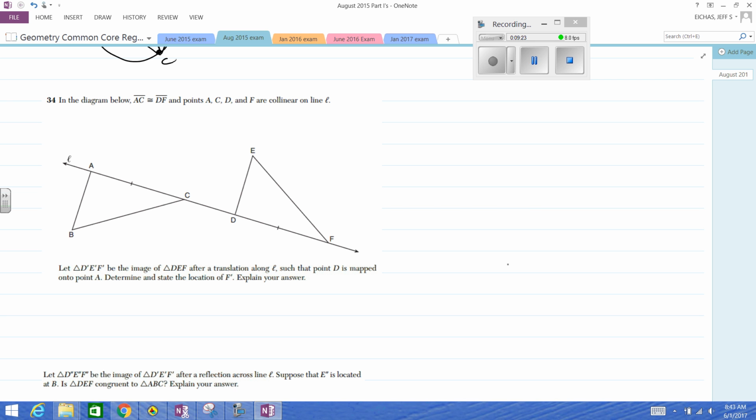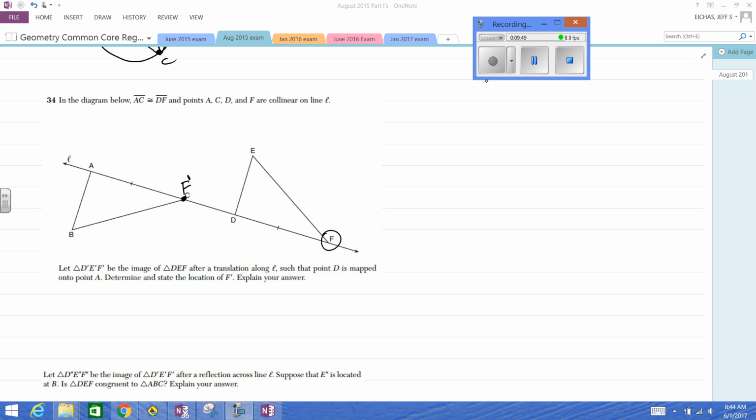Where's F prime going to be? F prime is going to land on C. Explain your answer. Collinear. Okay, all right, what I could say is the translation.